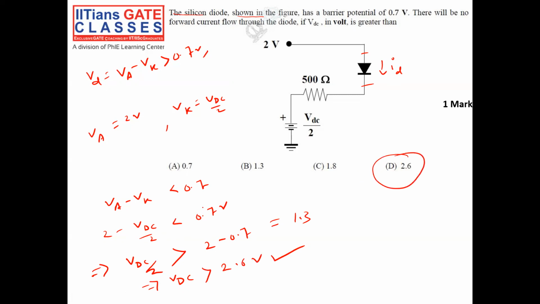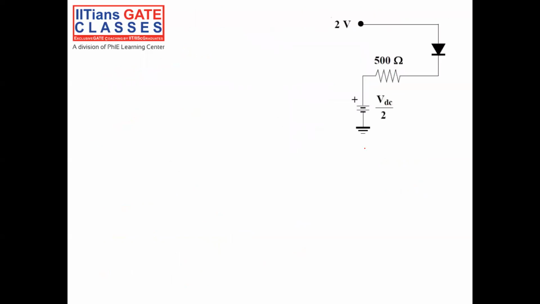The only thing you have to understand here is that this is the condition that will make my diode reverse biased and my forward current will become zero. Let us see the next question.